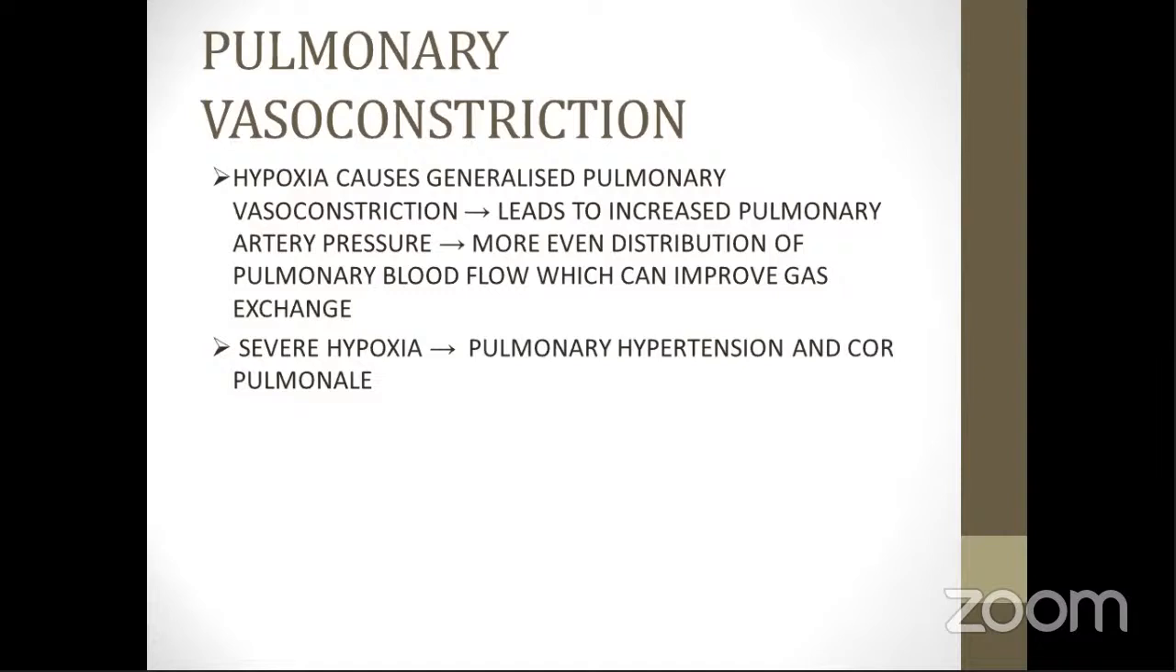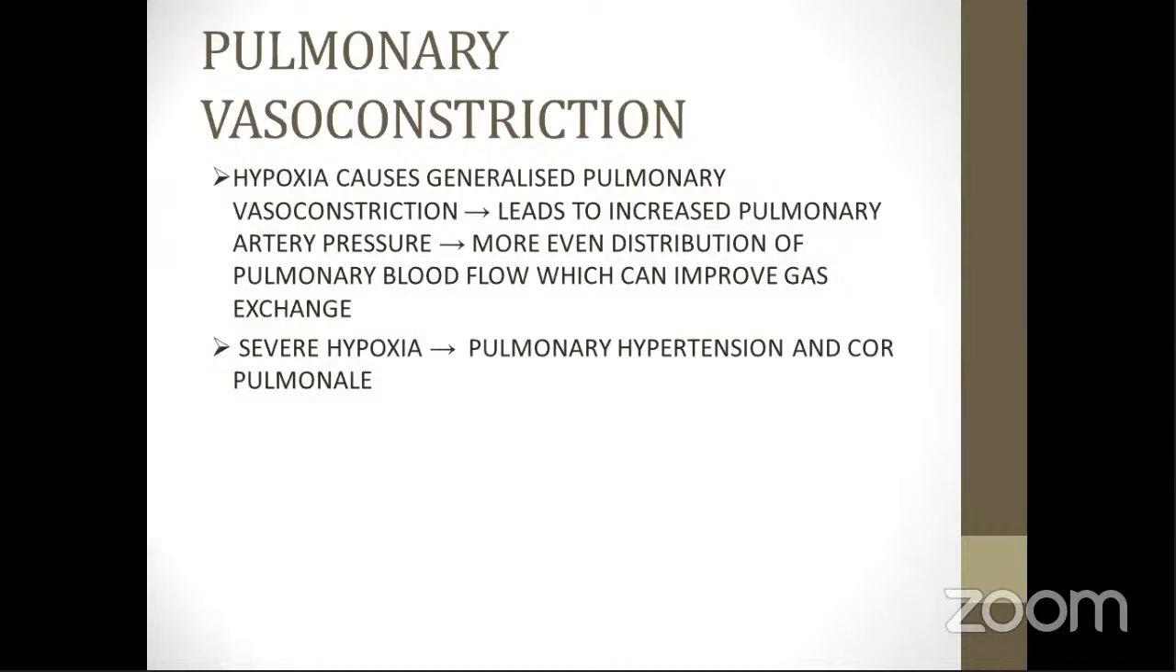Normally there are some areas where the blood flow is minimal or less, okay, or even negligible. There are areas in our lungs with no blood flow at all. But when pulmonary vasoconstriction occurs and there is increased pulmonary artery pressure, there will be more blood flow through most of the areas of the lungs, and that will help in improving gas exchange.